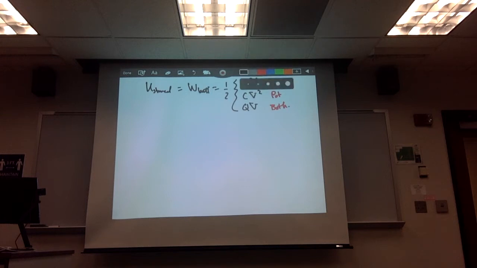Or we can define our energy density, so little u, which is equal to capital U divided by the volume, which then works out to be 1/2 epsilon naught times the electric field squared, or this one says it's stored inside of the electric field.